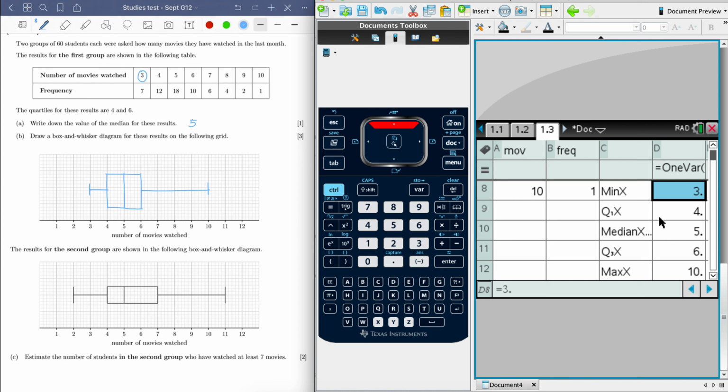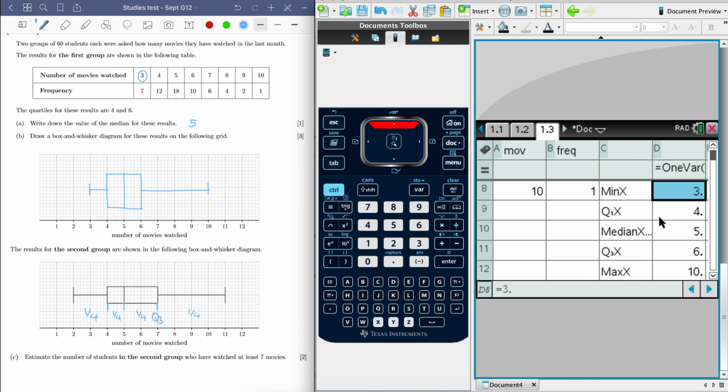And then the second part shows us a second box and whisker diagram, or box plot. And we're estimating the number of students in the second group who watched at least 7 movies. So 7 is the third quartile. And we know that the quartiles and the median split up the data so that we have a quarter of the data, a quarter of the data, a quarter of the data, and a quarter of the data here.